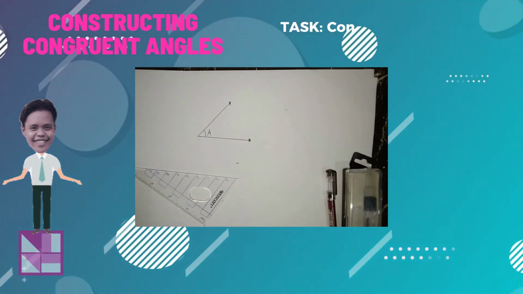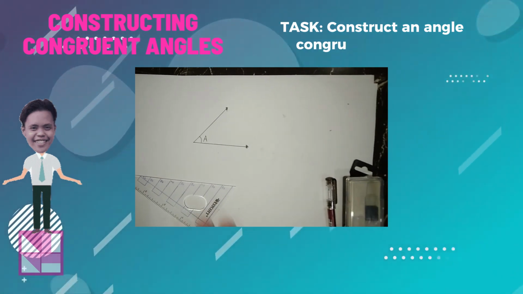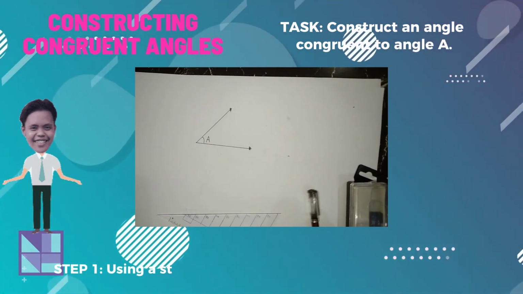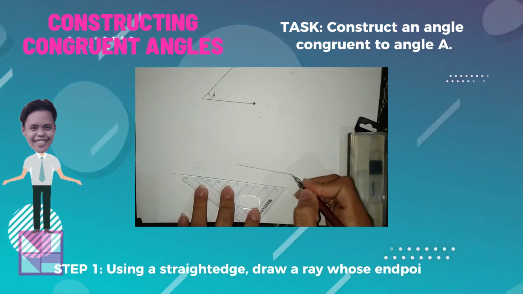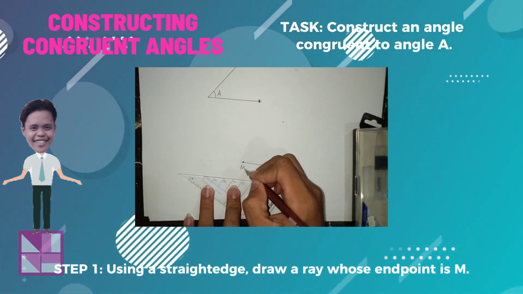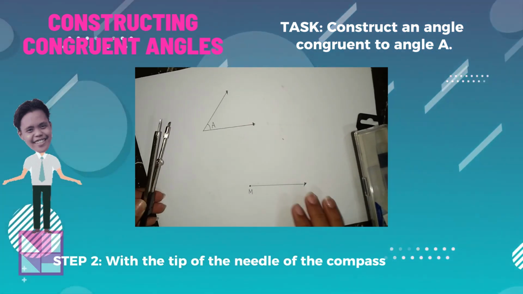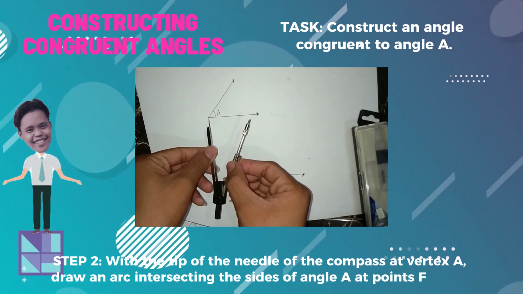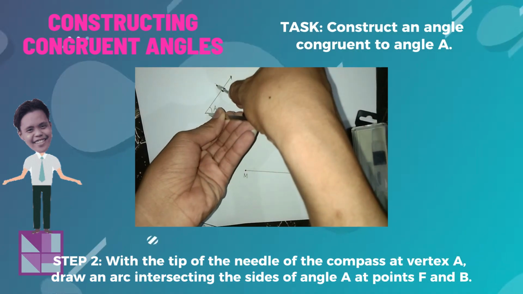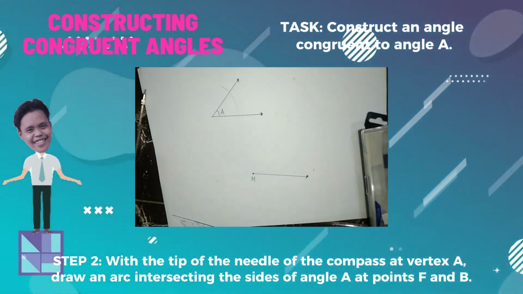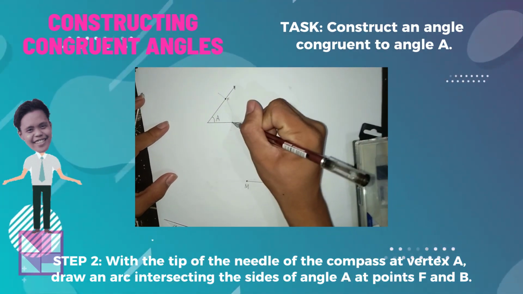Our task is to construct an angle congruent to angle A. First step, using a straight edge, draw a ray whose endpoint is M. Second step, with the tip of the needle of the compass at vertex A, draw an arc intersecting the sides of angle A at points F and B.